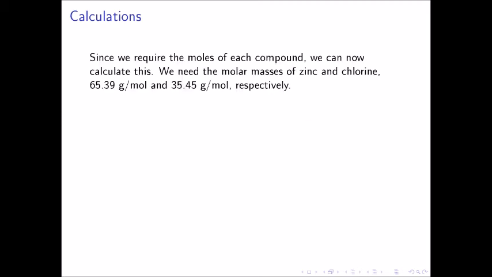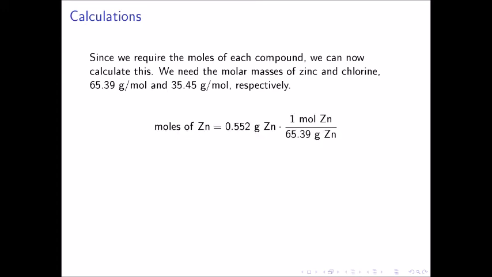Having determined the mass of both zinc and chlorine in our zinc chloride, we're now set to determine the moles of each. We need the molar masses of both zinc and chlorine. The molar mass of zinc is 65.39 grams per mole, and the molar mass of chlorine is 35.45 grams per mole. These can be found on your periodic table.